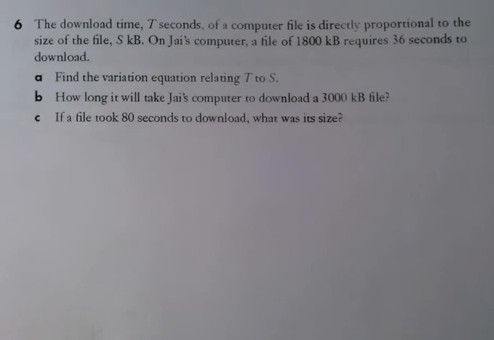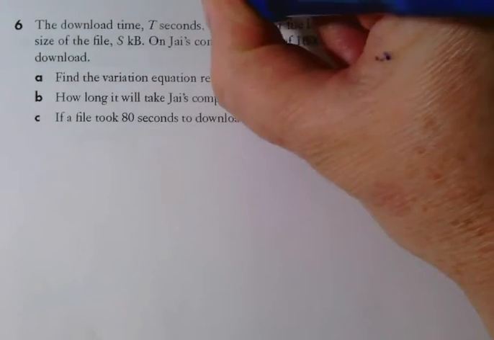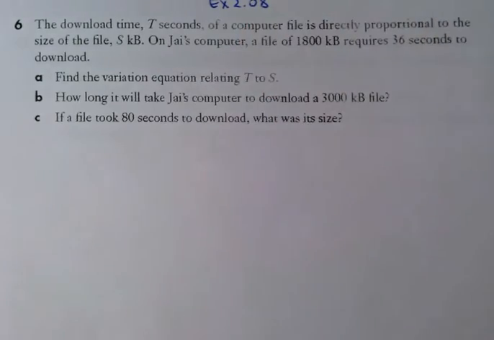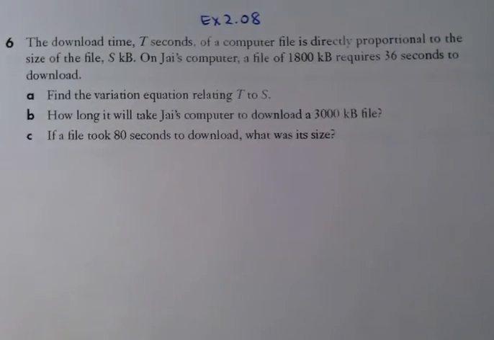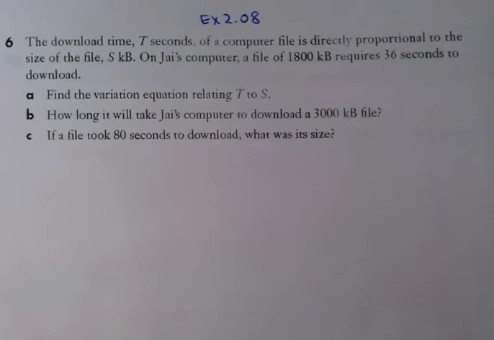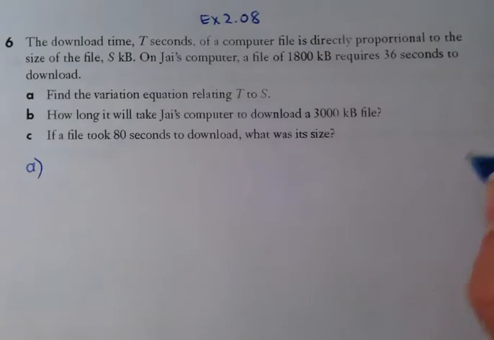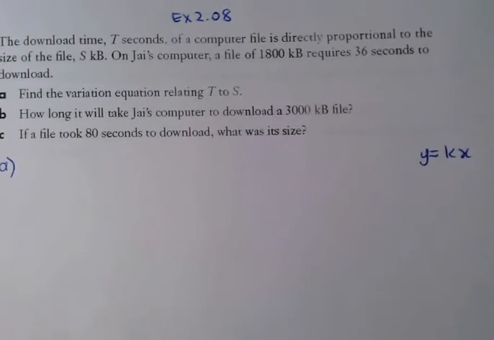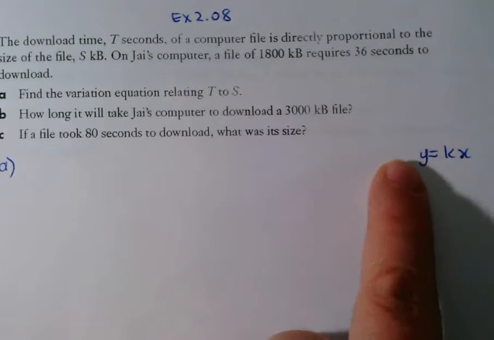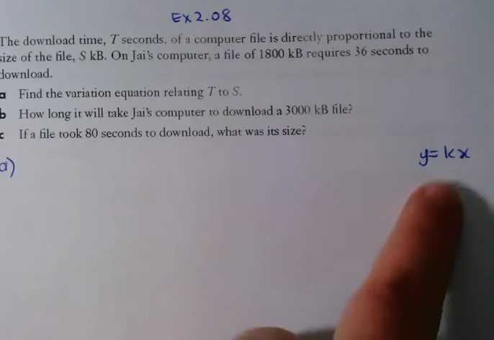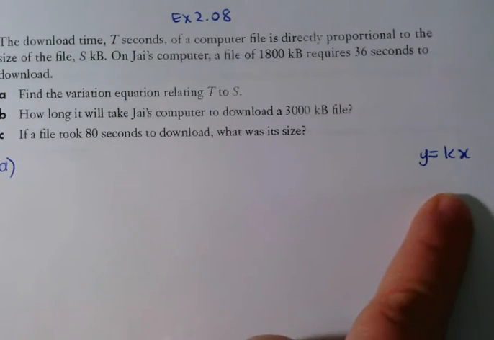Okay, this is question 6 from exercise 2.08, direct linear variation. Now, remembering our 4 steps, we will write for direct linear variation. Our first step is y equals kx. Remember, if there's a direct linear variation, then we'll substitute x and y to find k, and then we'll write the equation out with the value of k now that we know it, and then we'll answer the question.